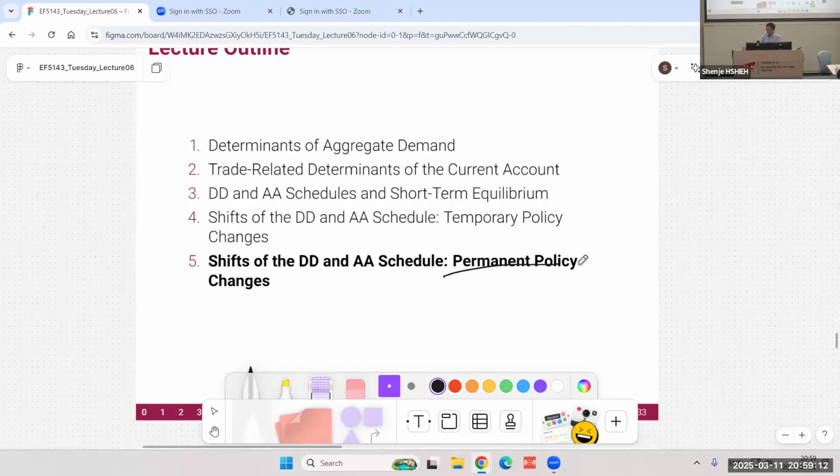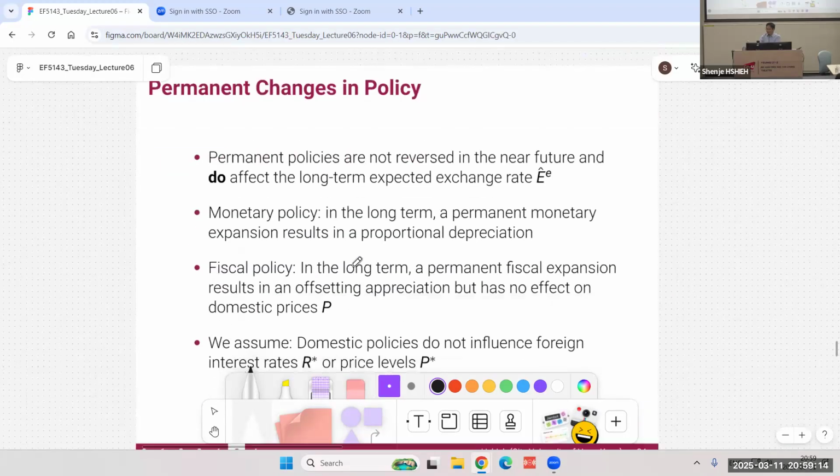All right, so let's talk about permanent policy changes now. Here we have E hat E also responding now to the monetary expansion. So we have two effects: increase in MS and increase in E hat E in the short run. In the short run, this is what you have to talk about. In the long run, we need to talk about prices responding, but E hat E is still present. That's what we need to analyze.